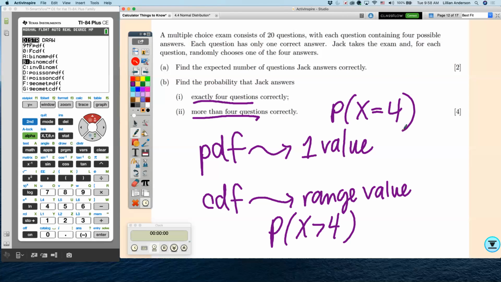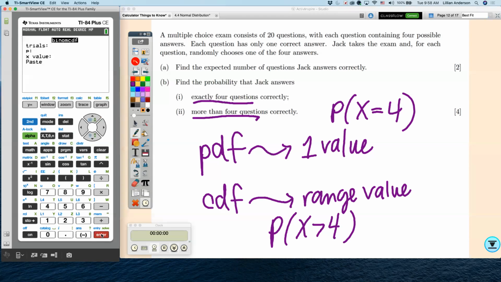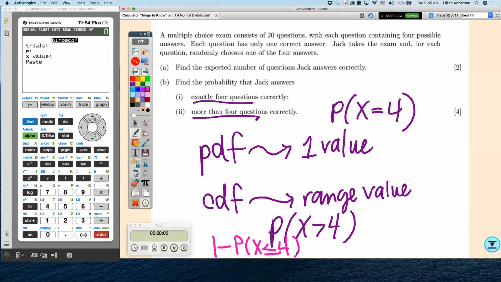When I go to binomial CDF, I can only do values that are less than that number. So in order for me to answer part B II, more than 4 questions, I have to do 1 minus the probability of being less than or equal to 4 questions. That's called the complement. If I know the probability of answering 4 questions or less, 1 minus that probability will give me more than 4 questions.